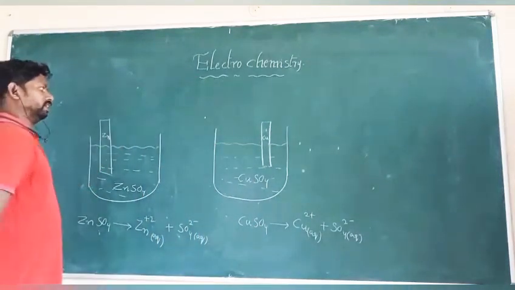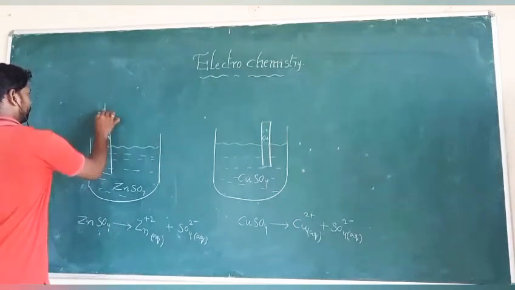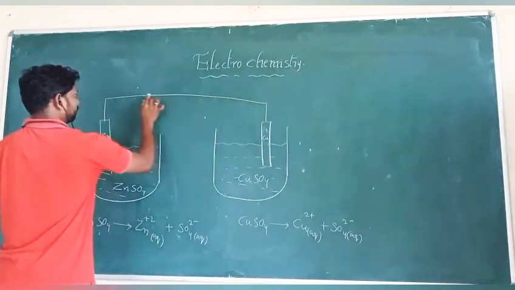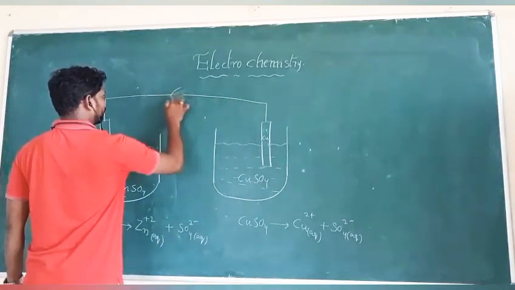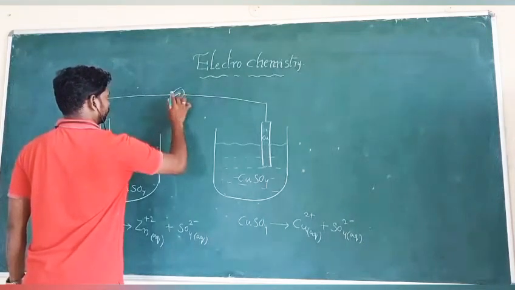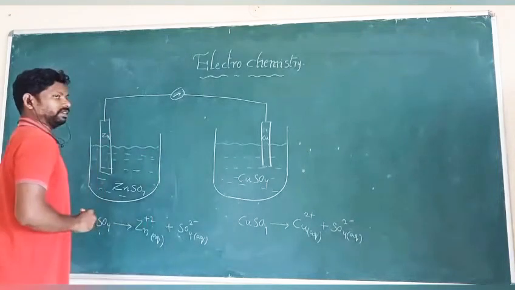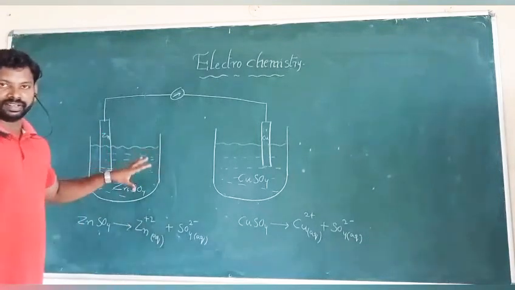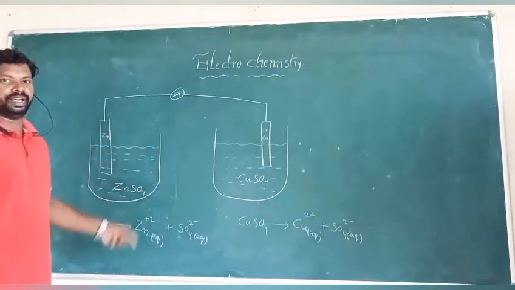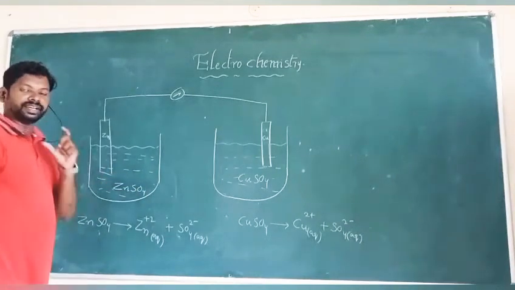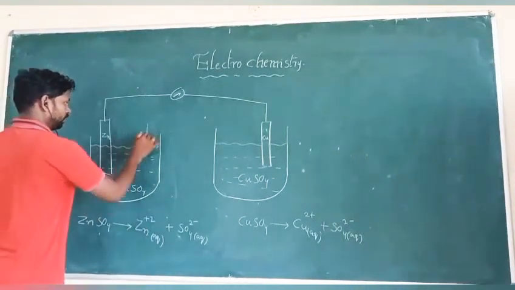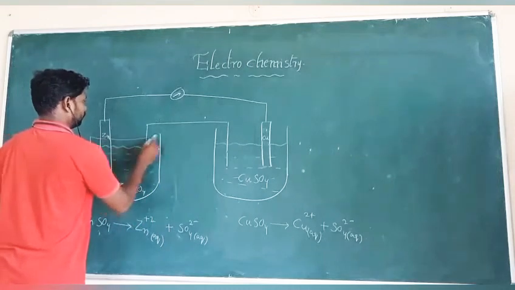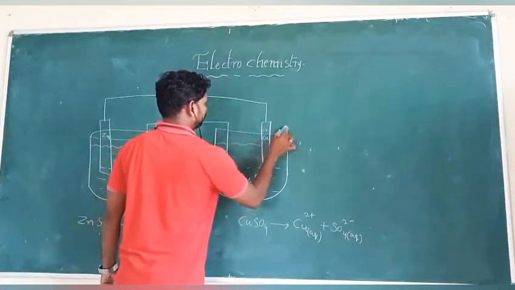These two electrodes I am connecting to the external circuit. Over here, I am keeping one voltmeter. This circuit is not completed; it is an open circuit only. To close this circuit, I am keeping one inverted U tube.